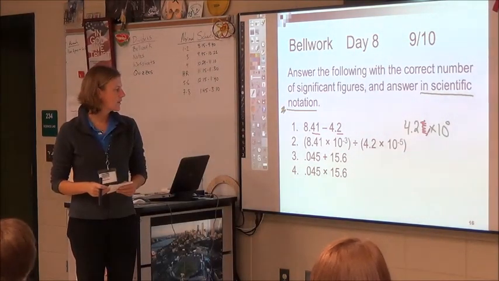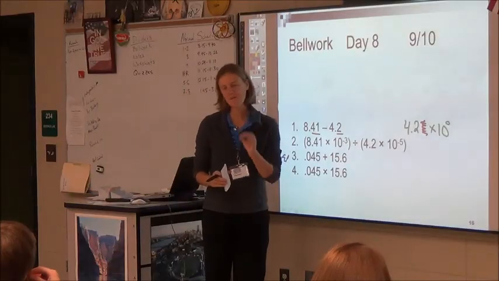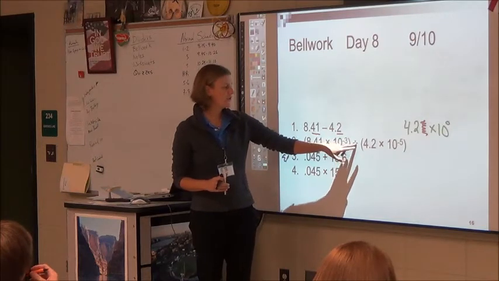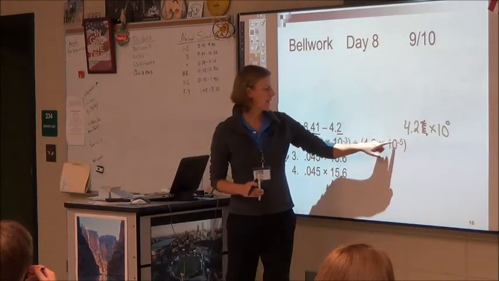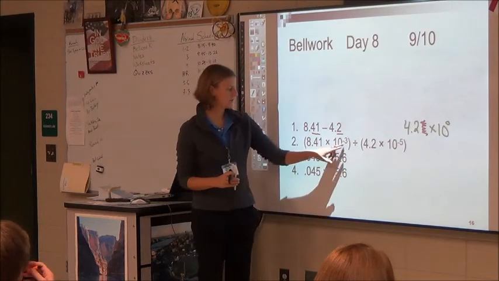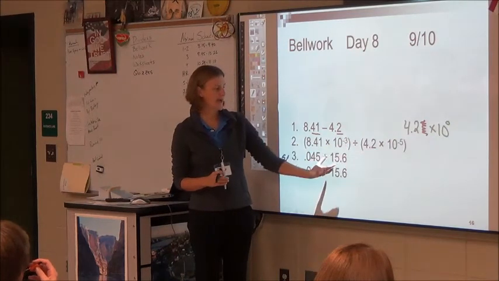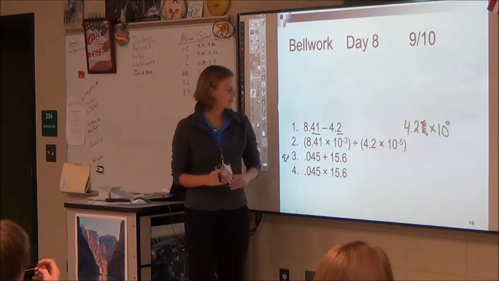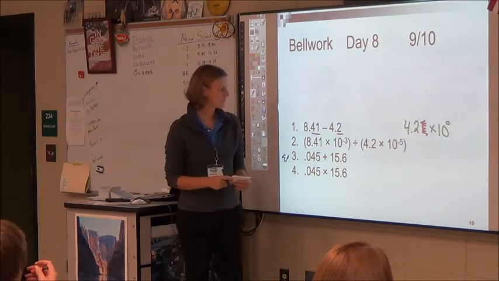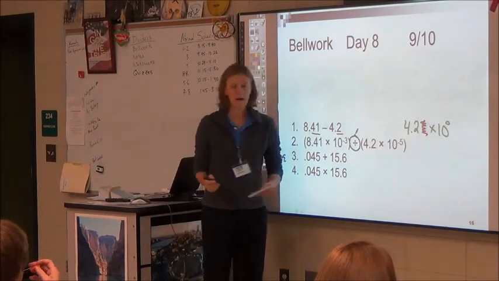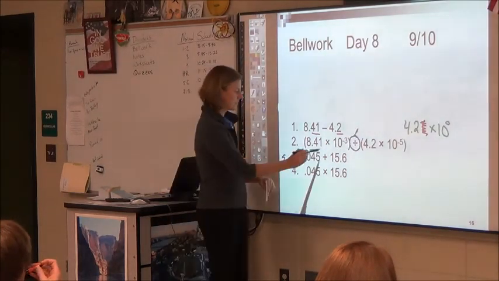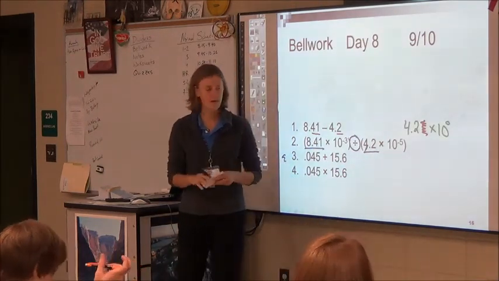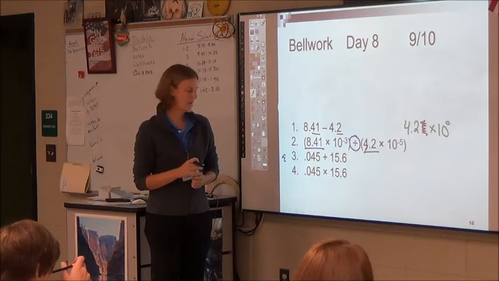All right, number two, the fun one. It would have been more fun if it was an adding subtracting problem. If it were an adding subtracting problem, you would have to change those powers of 10 to match before you could compare which is least precise or not. But anyway, since this is a dividing problem, it's much easier. You can deal with the leading numbers separately, and then you can deal with the times 10 to the separately. So, Noah, what did you get for this answer?